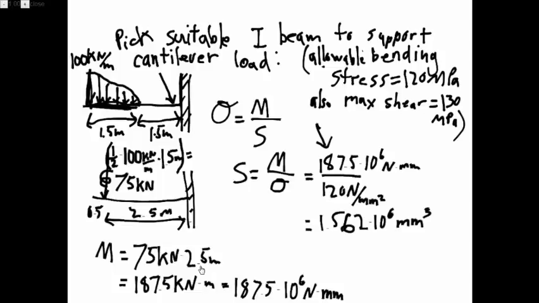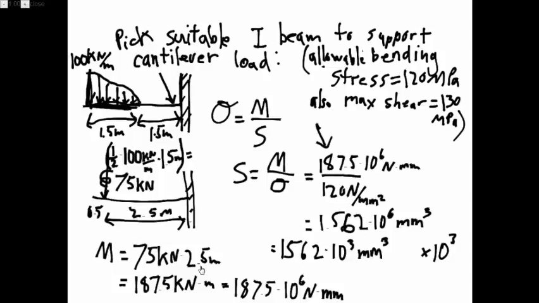So here's the time where we refer to a table in the book, an appendix, or just go online to find a table that lists a bunch of types of beams and their S values. The table I'm looking at lists all the S values in values that are times 10 to the third. So it would be helpful to put this number as something times 10 to the third. There we go.